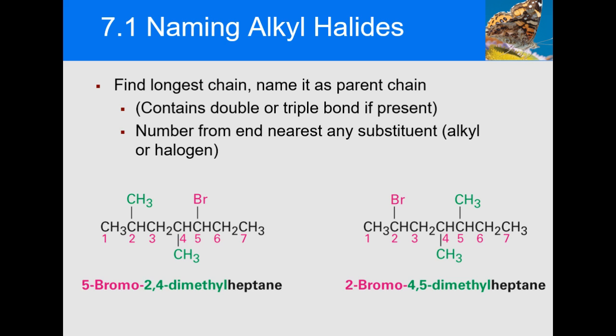As you can see, we have two examples here, where the halogen is closer to the end. Here we start numbering on this side because the second carbon has a substituent. On this one, we start numbering on this side because the second carbon has a substituent. So in this case, this would be called 2-bromo-4,5-dimethylheptane. This one would be 5-bromo-2,4-dimethylheptane.